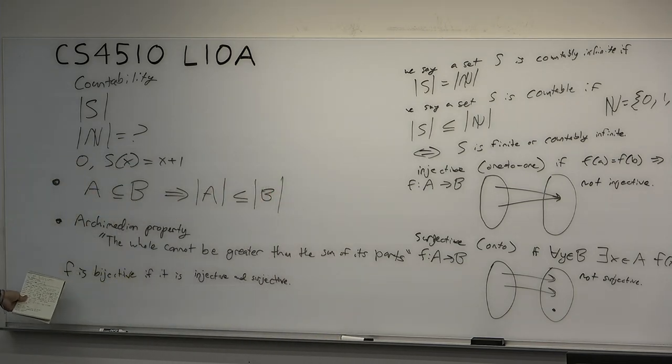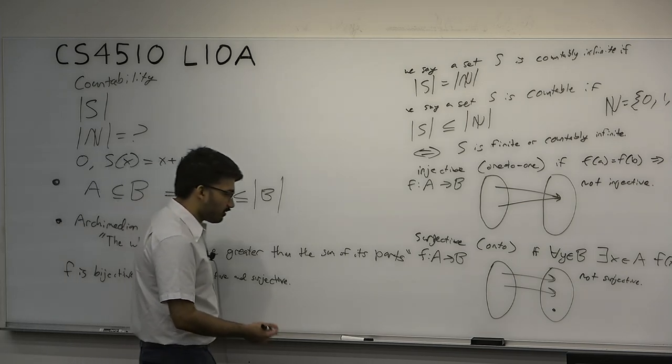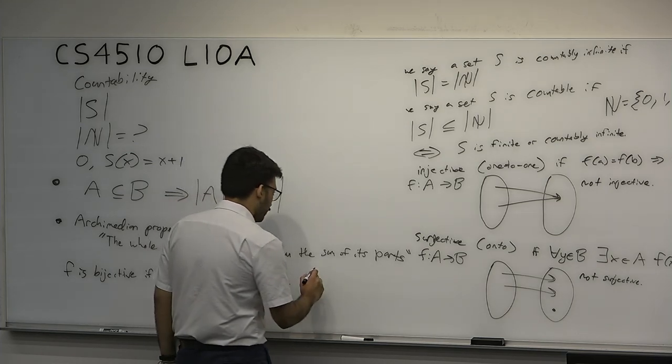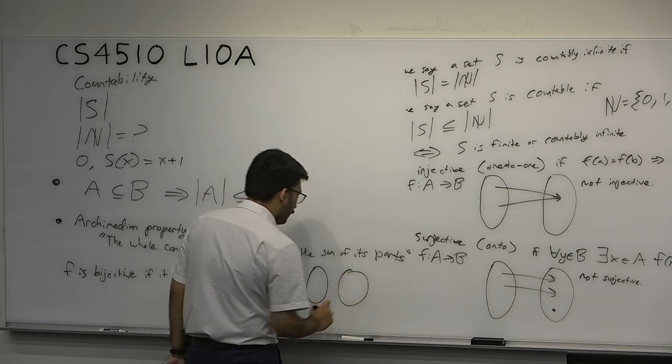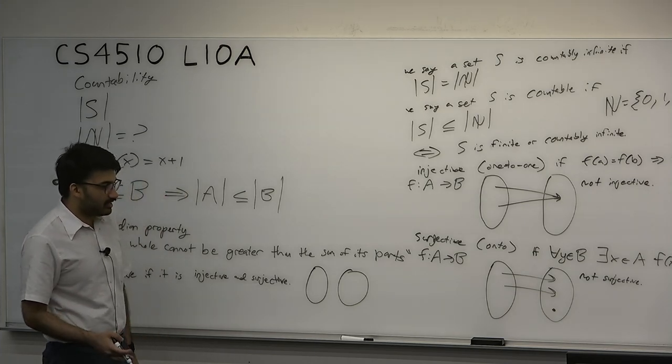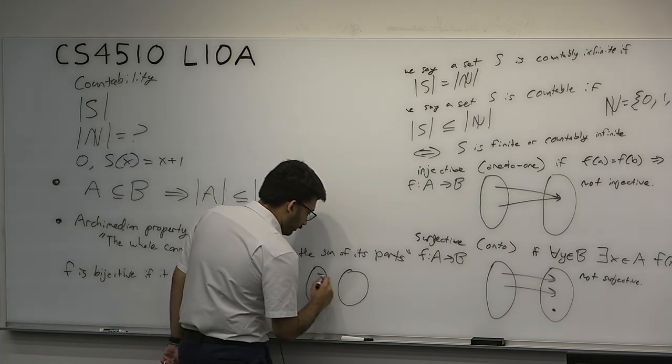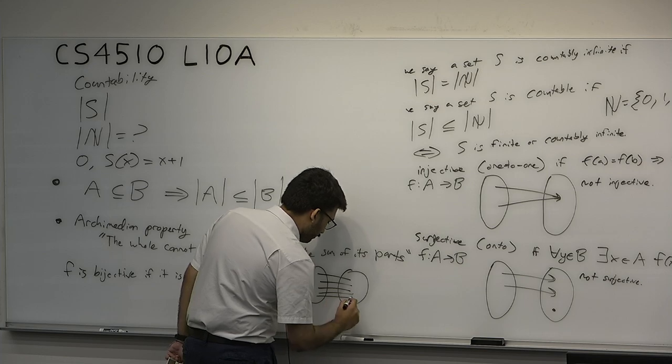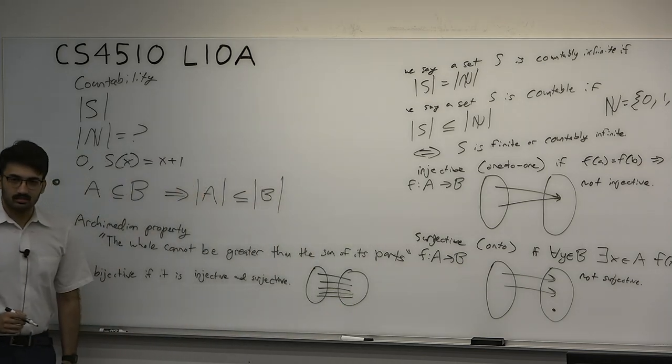A bijection is injective and surjective. That's the definition of a bijection. And of course, rather than think about complicated function definitions, I just like to think about the picture. So if a function is injective and it's surjective, it looks like this, basically. Spaghetti, okay? That's a bijection.